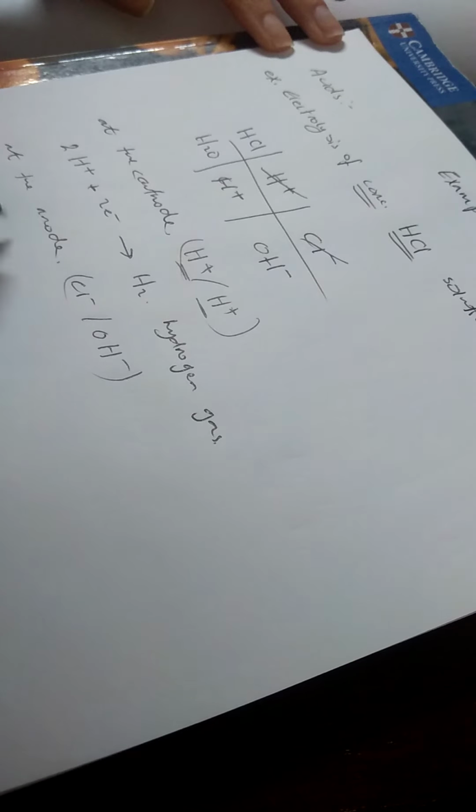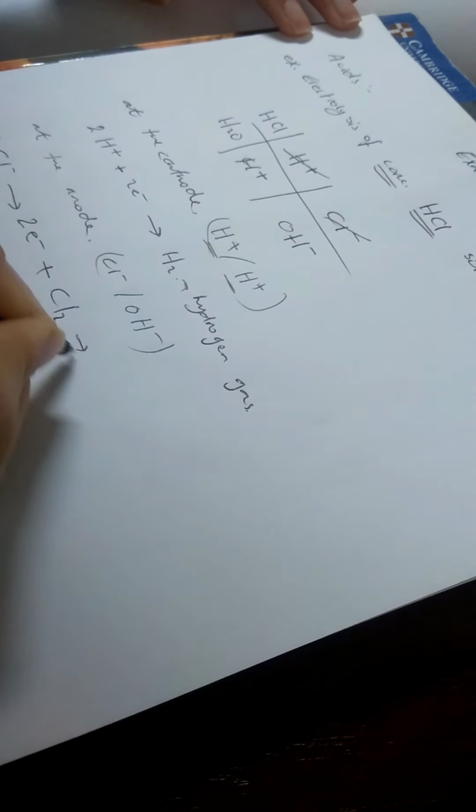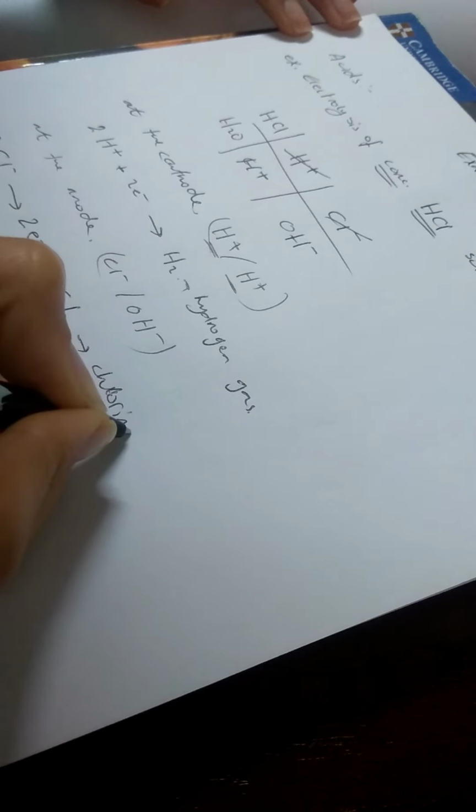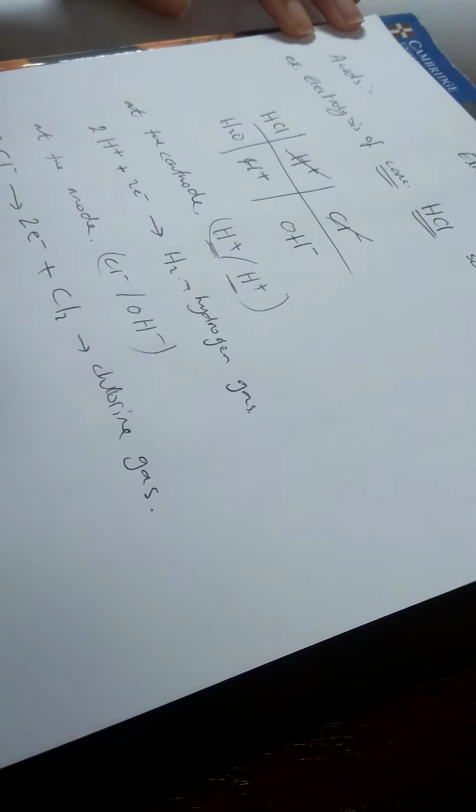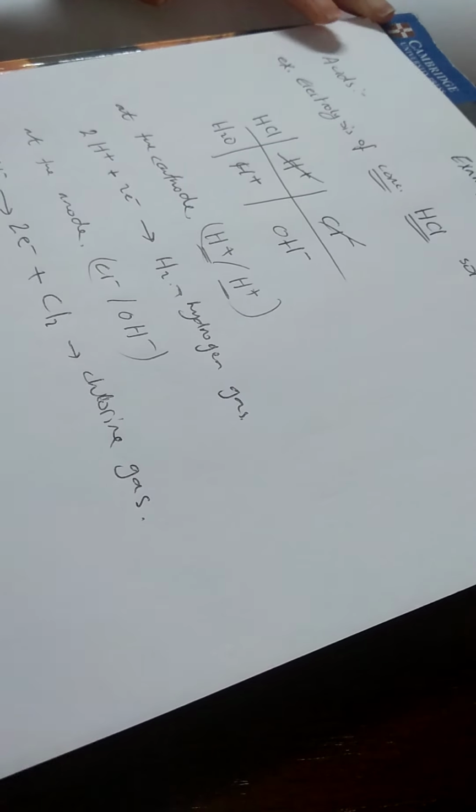At the anode, I have the Cl minus and the OH minus. Since I have the halide, then the halide is the one that will be oxidized. So I will have chlorine gas.